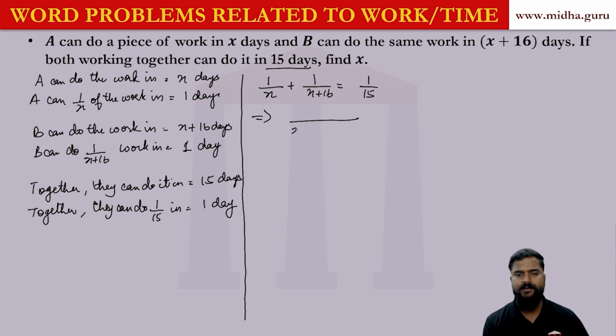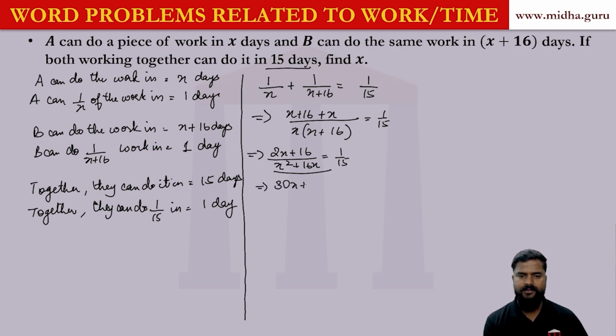So now we'll say 1 by x plus 1 by x plus 16, which is x plus 16 plus x over x into x plus 16, is equal to 1 by 15. So you'll get 2x plus 16 by x square plus 16x is equal to 1 by 15. We'll cross multiply, taking 15 and multiplying it to these two terms. We'll get 30x plus 240 is equal to x square plus 16x.